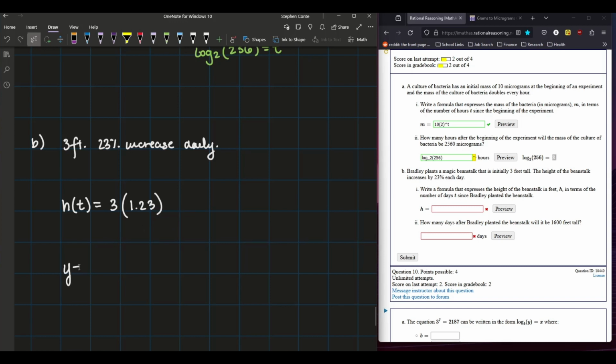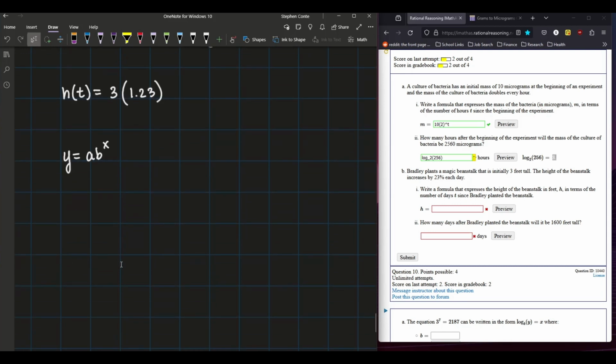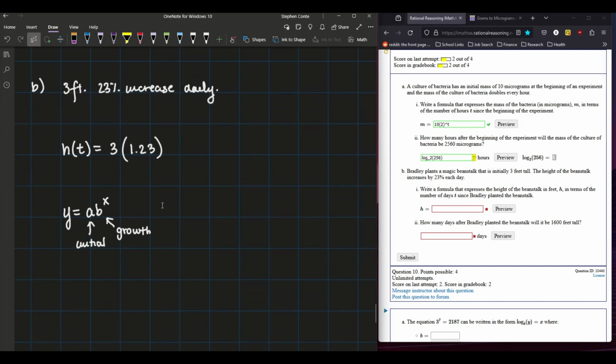Remember, technically this is an exponential function, a b to the x, where a is our initial value, b is the growth factor, and x is the input. We've talked about this a lot in recitation. In this case, instead of x we have t, right? Our initial value is 3 feet, our growth factor is 1.23. So this is our function.